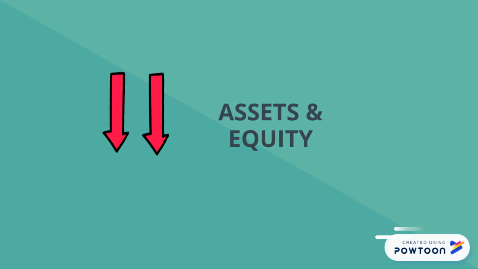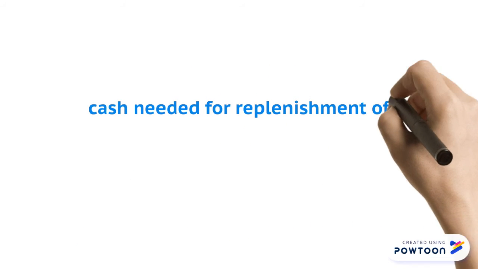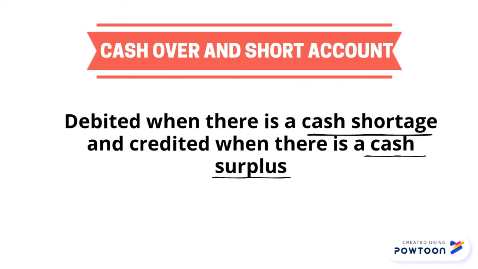Whilst the amount of cash needed for replenishment of the fund should equal the total number of receipts, this does not always happen, resulting in discrepancies between the amount of cash needed for replenishment and the amount of receipts. This difference is recorded in the cash over and short account. The account is debited when there is a cash shortage and credited when there is a cash surplus.